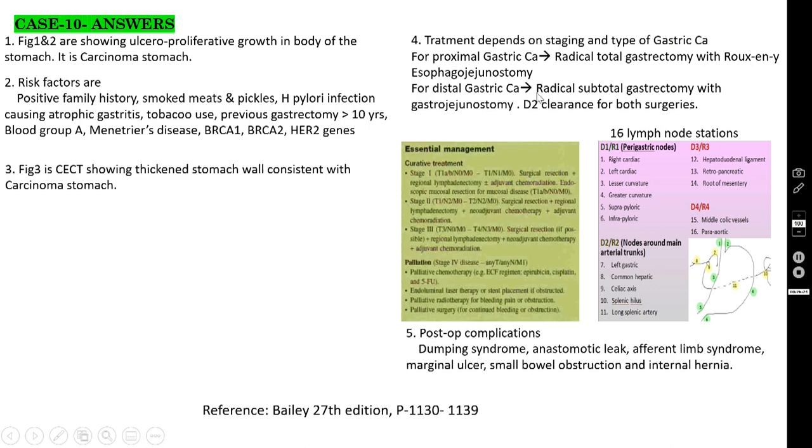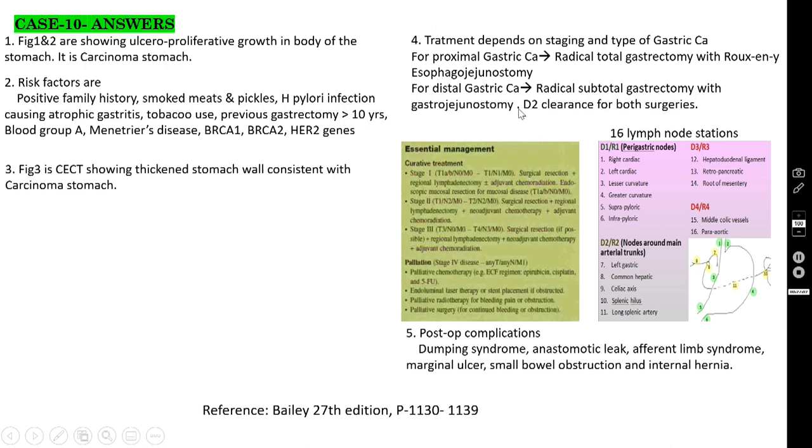Intestinal type treatment only I am telling. If it is a diffuse variety, that is known as linitis plastica. If it is linitis plastica, you have to do only radical total gastrectomy. If it is an intestinal variety and the tumor is confined to the proximal stomach, then you can do radical total gastrectomy with Roux-en-Y esophagojejunostomy. If the tumor is confined to the distal gastric area, then you can do radical subtotal gastrectomy with gastrojejunostomy.